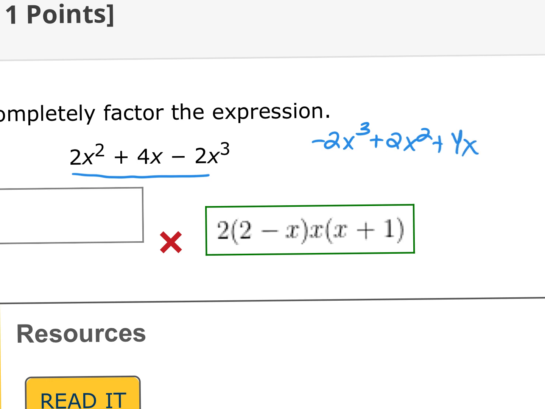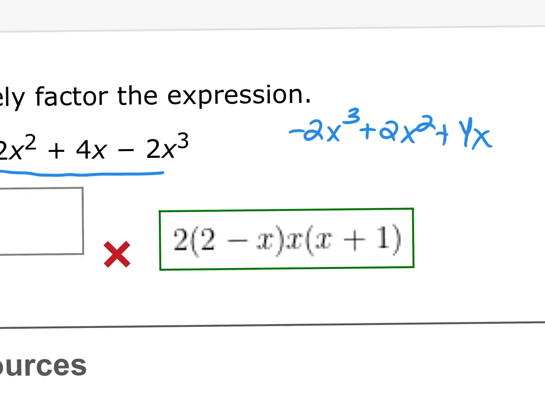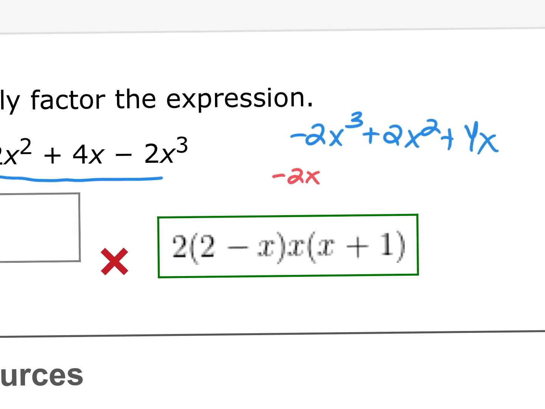So let's go down the list. When I completely factor, the first thing I do is take out the GCF. What's the GCF here? Negative 2x. So when I divide out negative 2x, I'm left with x squared minus x minus 2. Okay. So my negative 2x is there. Are there factors of negative 2 that multiply to give me negative 2 and add to give me a negative 1? x minus 2, x plus 1.